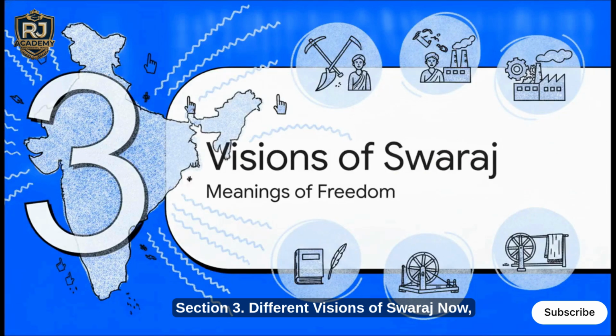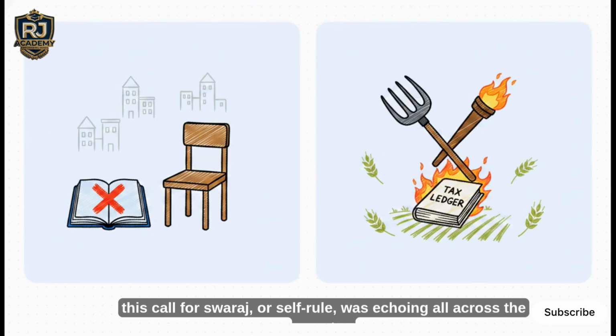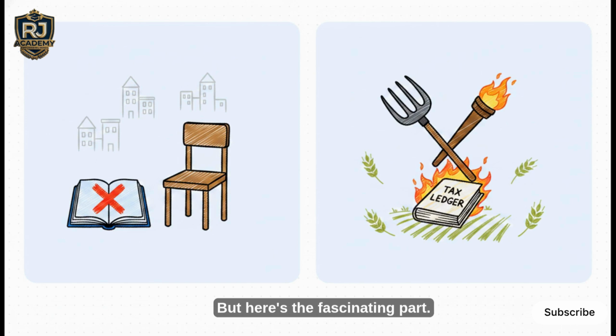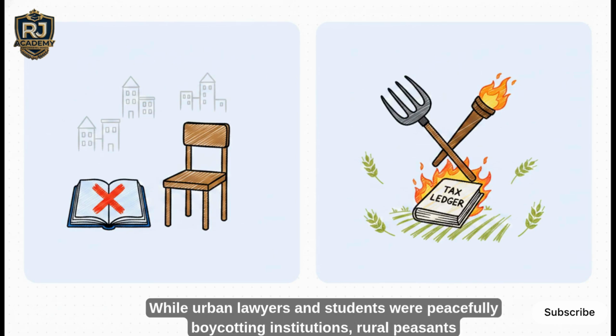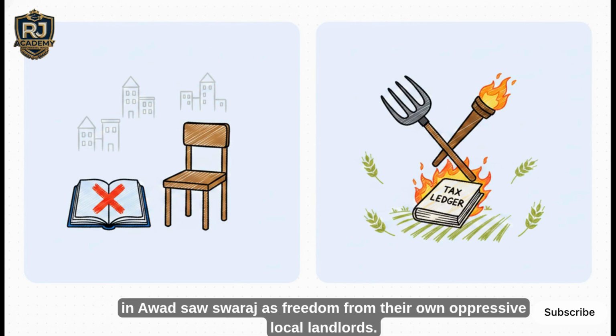Section 3, different visions of Swaraj. Now, this call for Swaraj, or self-rule, was echoing all across the country. But here's the fascinating part. Different social groups interpreted it in wildly different ways, mostly based on the struggles they were dealing with every day. While urban lawyers and students were peacefully boycotting institutions, rural peasants in Awadh saw Swaraj as freedom from their own oppressive local landlords.